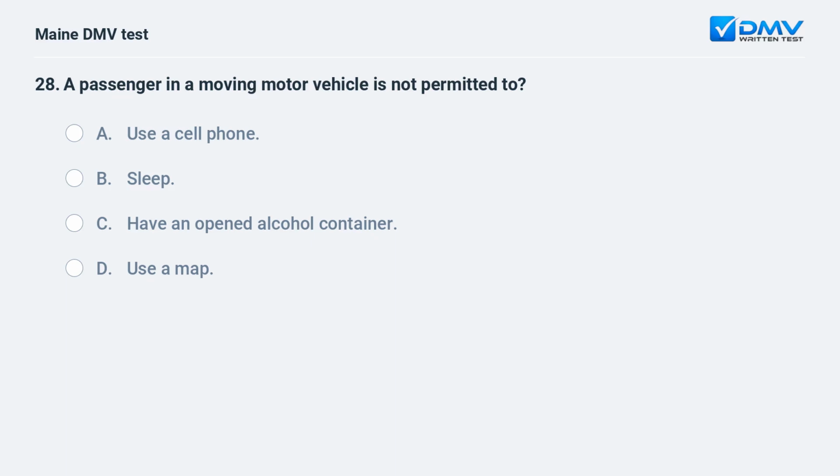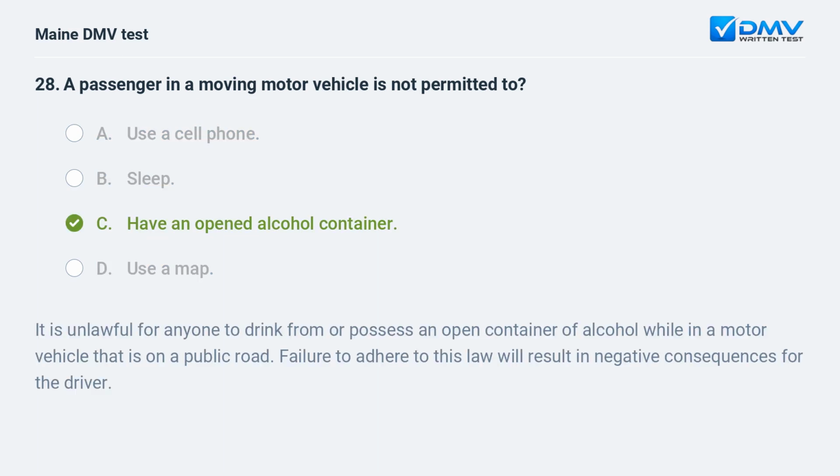A passenger in a moving motor vehicle is not permitted to A. Use a cell phone. B. Sleep. C. Have an opened alcohol container. D. Use a map. C. Have an opened alcohol container.